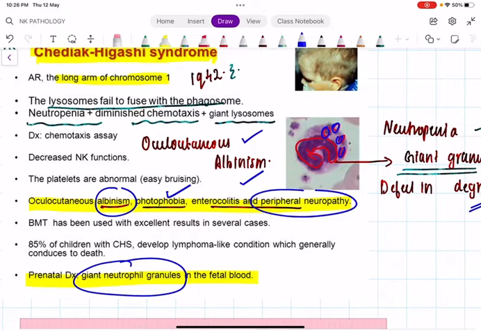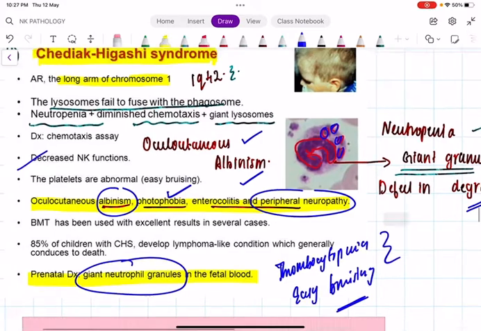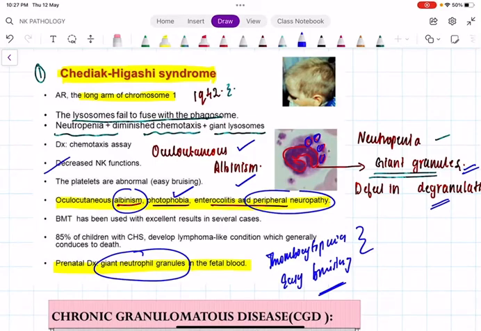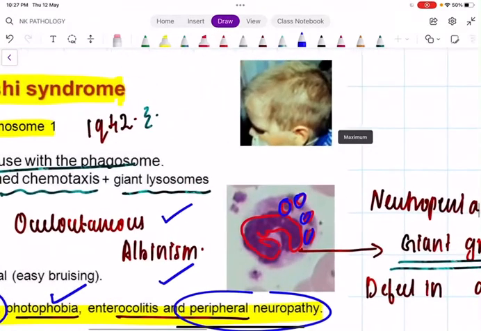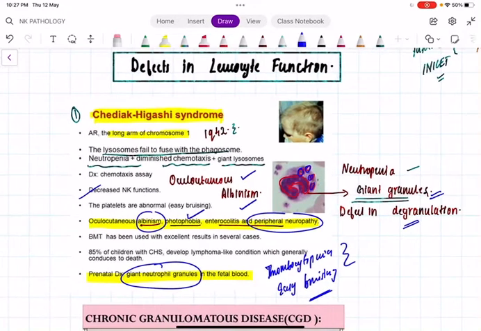Yes, there is decreased NK cell function, natural killer cell function, and of course, another most important history is thrombocytopenia. There will be easy bruising. These will also be in the history, so please go through this point. You can very easily diagnose it: see this picture, characteristic oculocutaneous albinism. Around the eyes also there will be albinism.